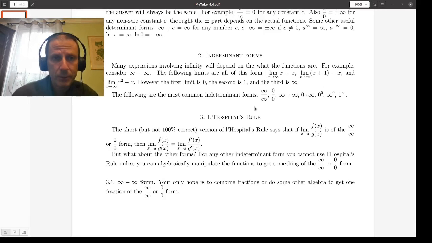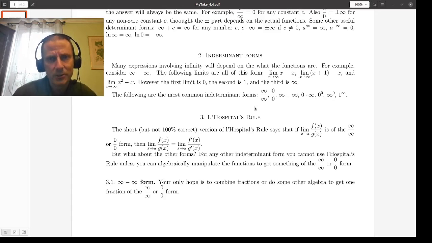An example of this would be the infinity minus infinity form. It is indeterminate because it depends on what the functions going to infinity actually are in order to determine what the value of the limit will be. For example, the expression a to the x minus a to the x: if a is less than 1, then a to the x will go to 0 as x goes to infinity.